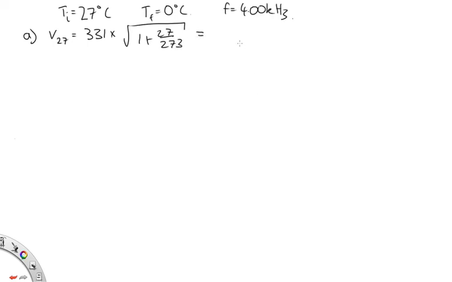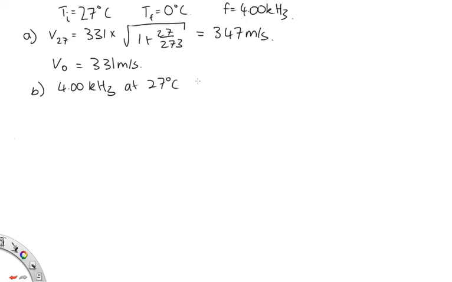Solving that on the calculator, you end up with 347 meters per second. The velocity at 0 degrees C is just 331 meters per second. B, the frequency doesn't change as we move from one medium to another, so it's 4.00 kilohertz at 27 degrees C and 0 degrees C.